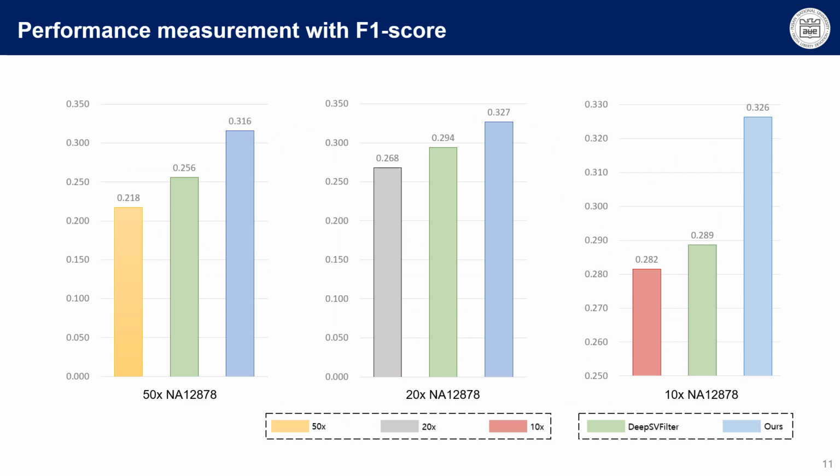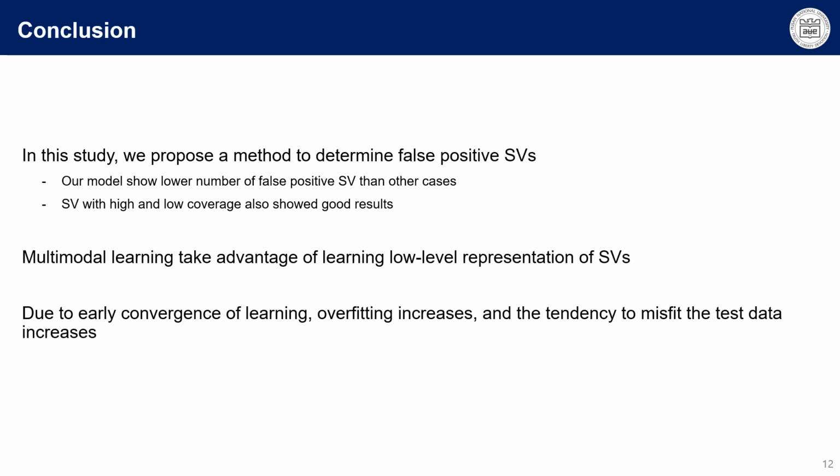This slide shows the performance with F1 score. DeepSVFilter is the base model to compare our model results. The no-filter results show the lowest F1 score, and our model has the best F1 score in every coverage. In this study, we propose a method to determine false positive SVs. Our model shows a lower number of false positive SVs than other cases, and high and low coverage also show good results. And we can show multimodal learning takes advantage of learning low-level representations of SV.